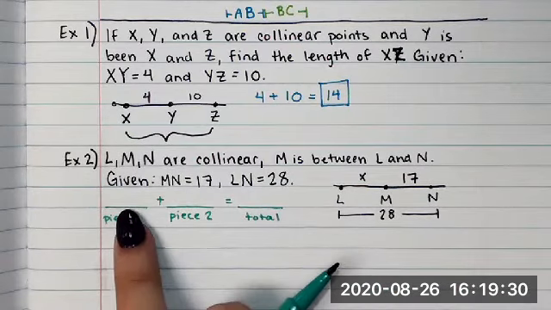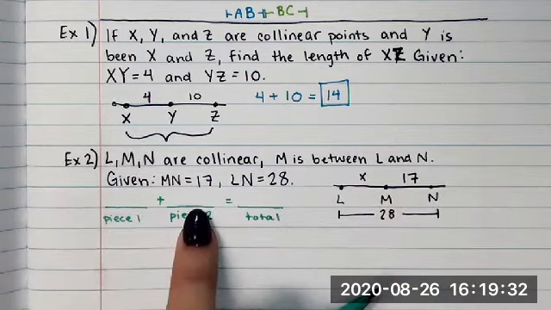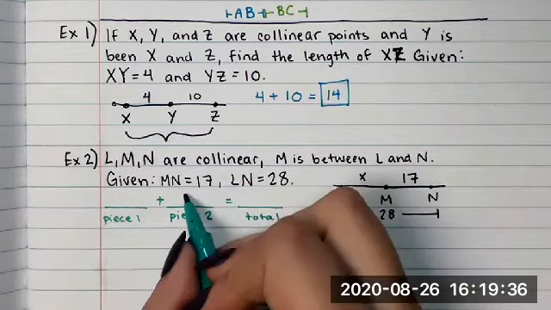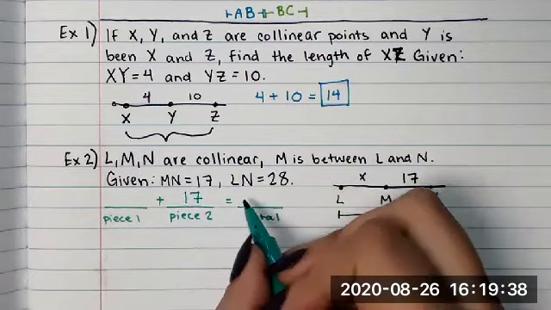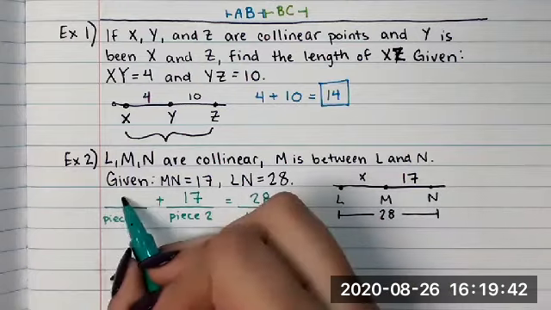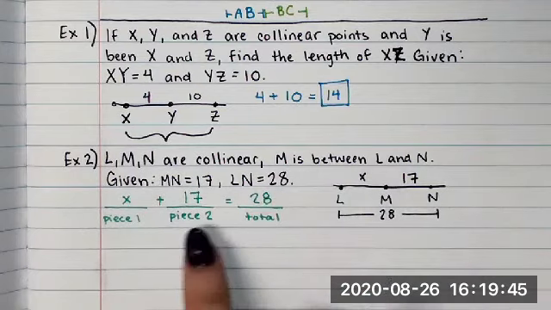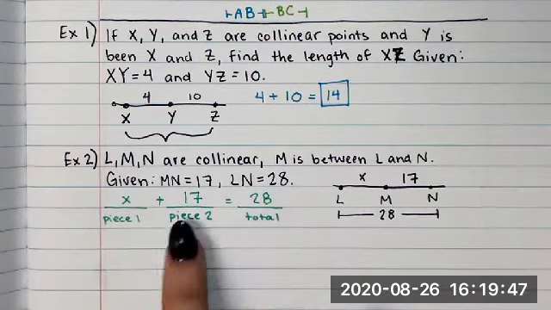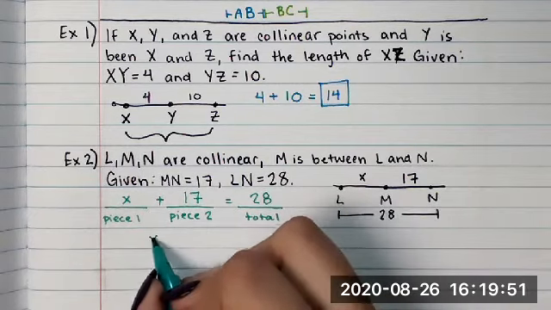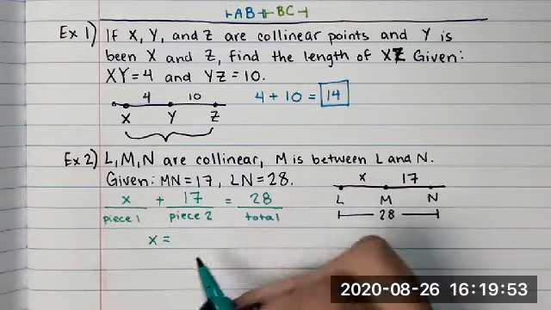And we're used to, in the above problem, it was 4 plus 10. Well, that's easy, that equals 14. But now we have piece 2 and our total. So we actually have to subtract this time. So 28 minus 17 will give us x equals 11.